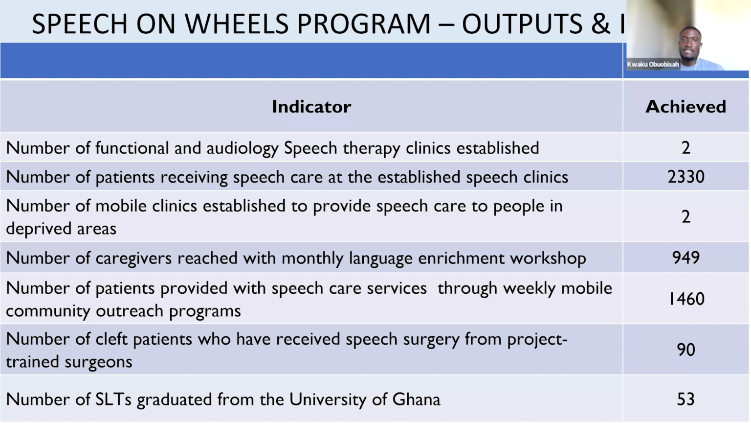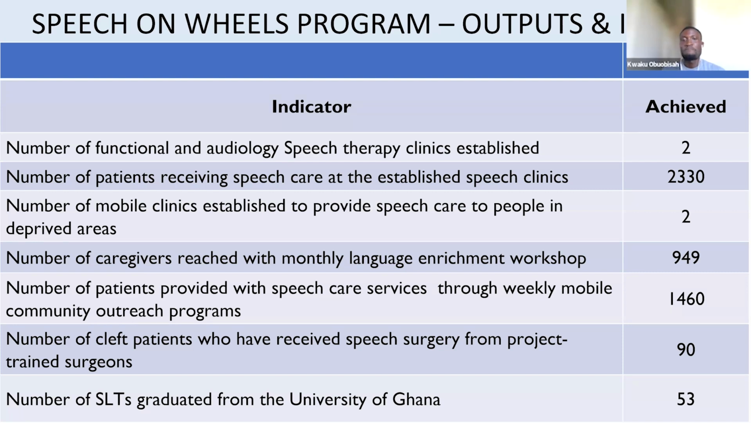These are a few indicators and how far we've come since 3 years into the project. We have been able to establish 2 speech and language therapy clinics, one in Eastern region and then one in the Northern region. The one in the Eastern region is the first of its kind within the Ghana Health Service System. And then the one in the Northern region is in partnership with a teaching hospital. Altogether, these 2 partner hospitals have been able to provide care for 2,330 unique patients.